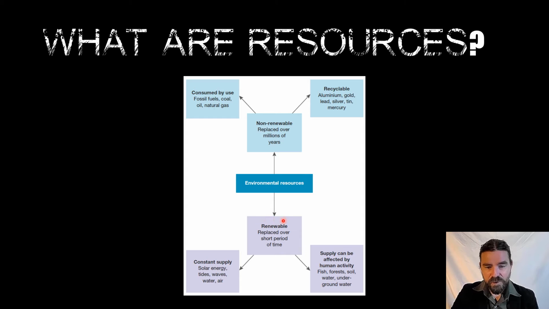On the other hand, we've got renewable. So this is replaced over a short period of time. And we've got two types of renewable.